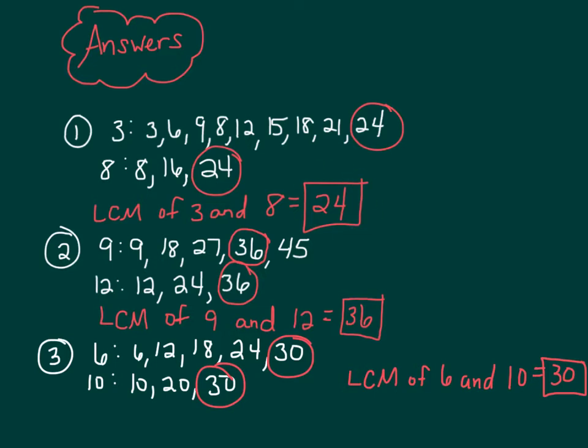Otherwise, go ahead and look. These are your 3 answers. The least common multiple of 3 and 8 is 24, the least common multiple of 9 and 12 is 36, and the least common multiple of 6 and 10 is 30.